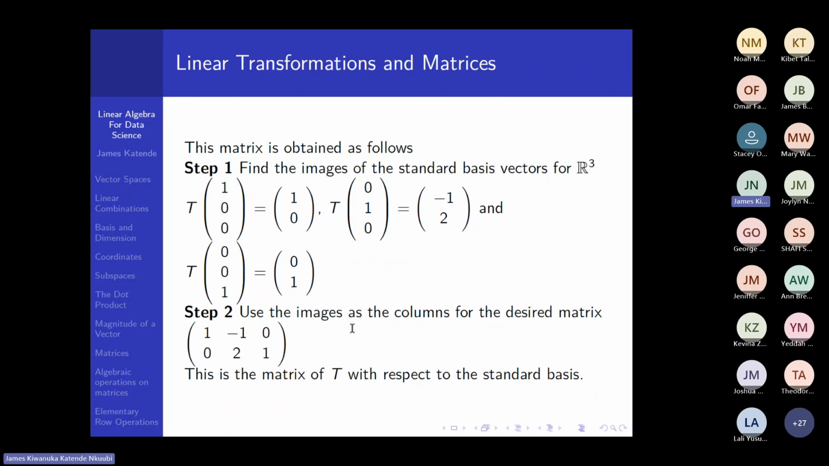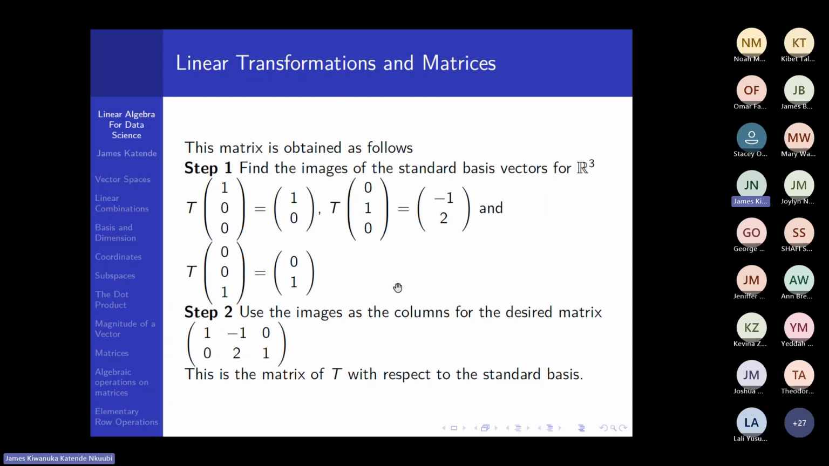You pick the standard basis. The way we are doing it now, you need to pick the standard basis for the domain. In this case, our domain was R3. So the standard basis for R3 will be these vectors: (1, 0, 0), (0, 1, 0), and (0, 0, 1). So you get the images of those three vectors.